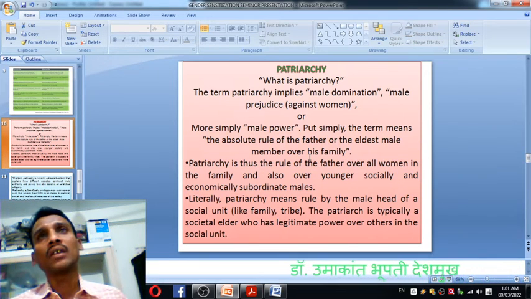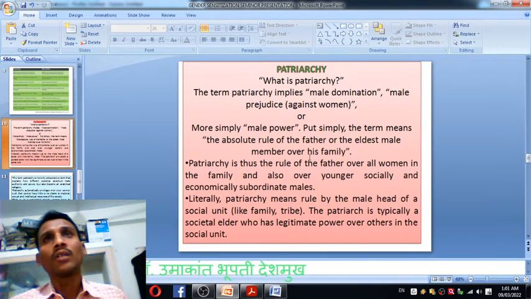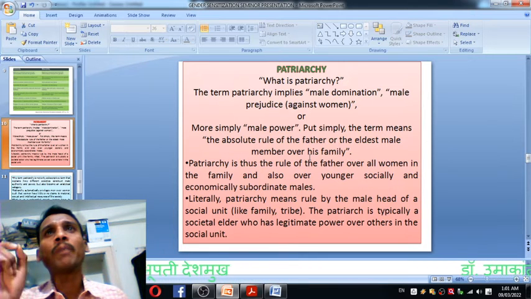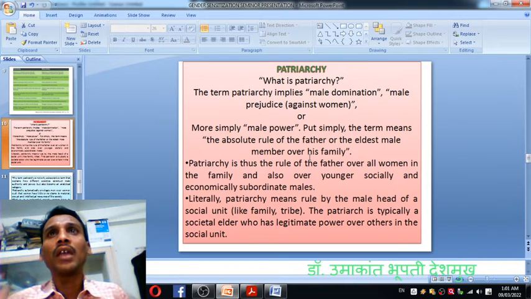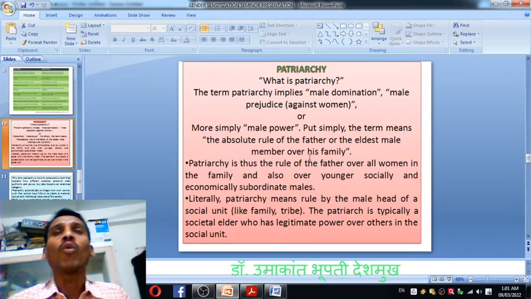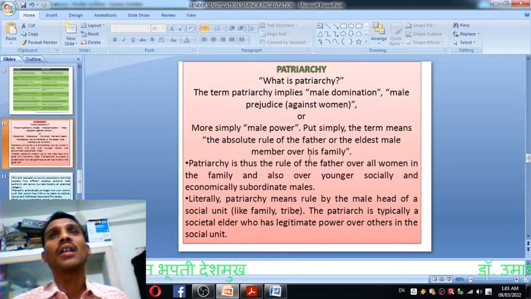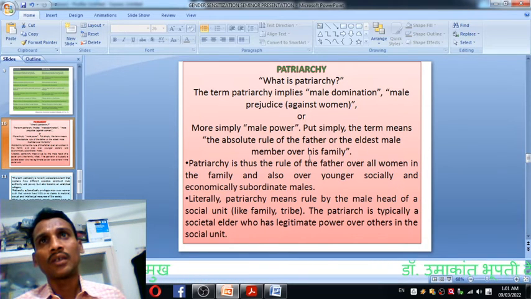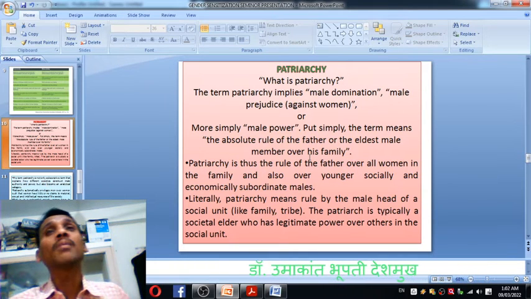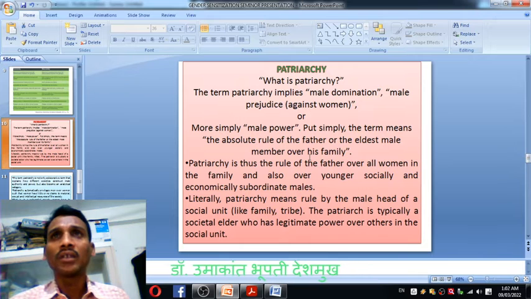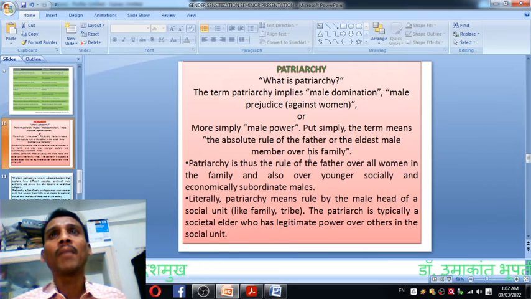Now the last topic that I have to discuss with you is patriarchy. So what is actually patriarchy? The term patriarchy implies male domination. In any family, the male's dominance, whatever suggests it, is called patriarchy, or it can also be called male prejudice against humans. Another simpler term is male power. Simply, it means the absolute rule of the father or the eldest male member over his family.